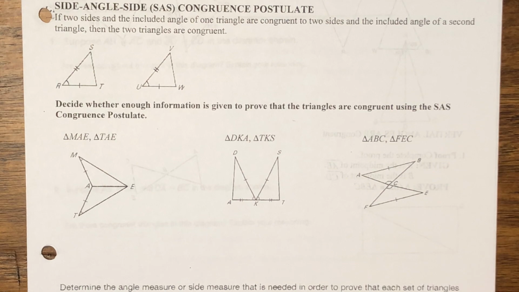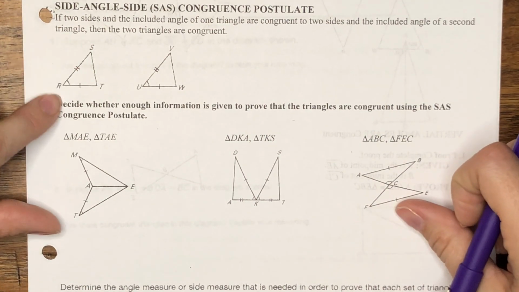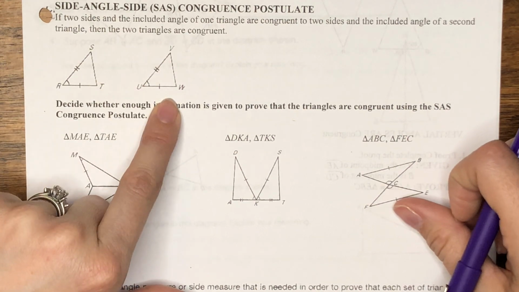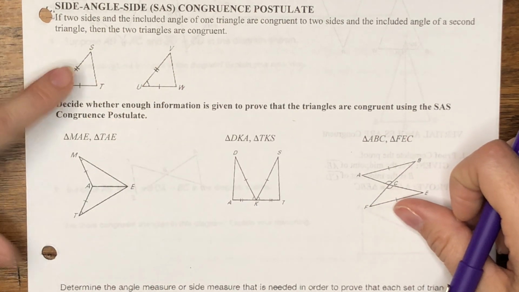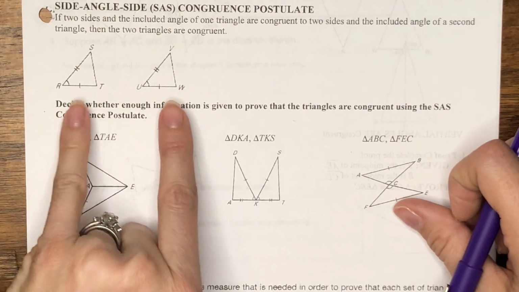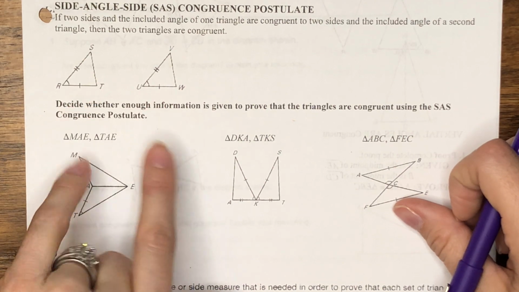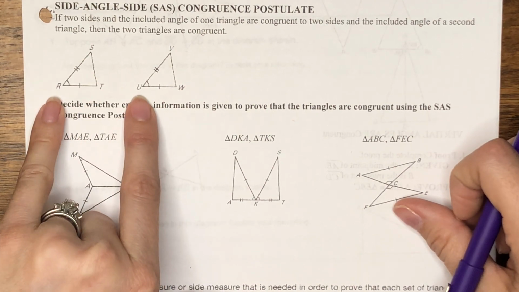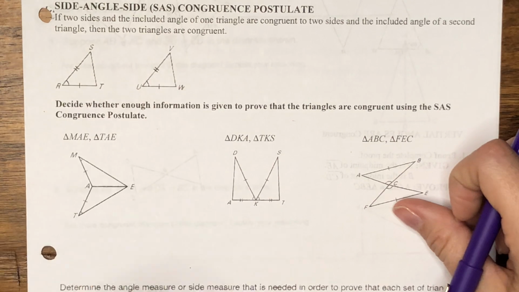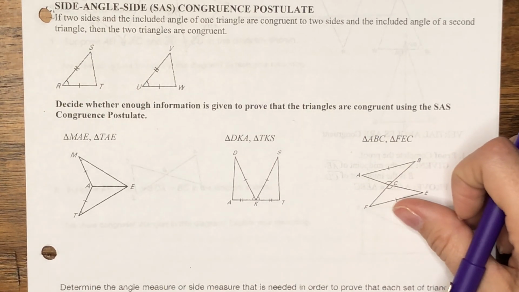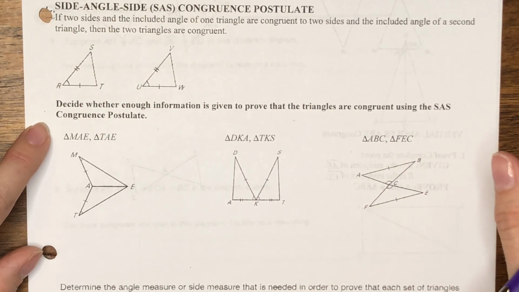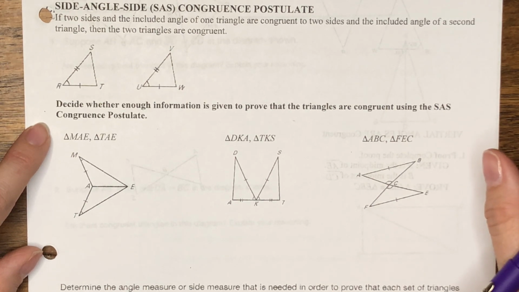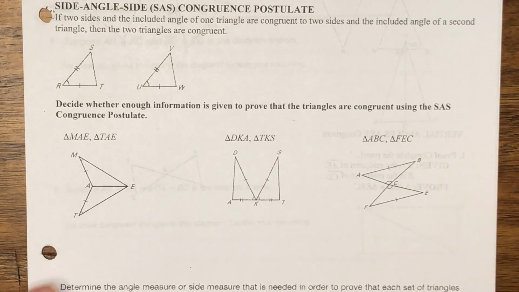All right, so what this postulate is saying is that this triangle is congruent to this triangle because we know that we have congruent sides, and then in order we have a congruent angle and then another congruent side. Okay, so let's take a look. It says decide whether enough information is given to prove that the triangles are congruent using the side, angle, side congruence postulate.